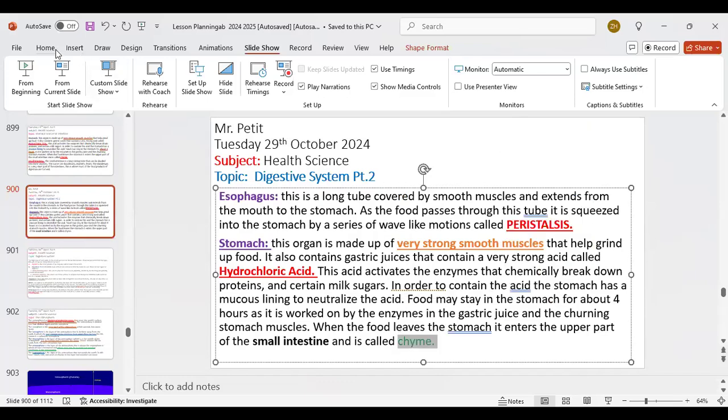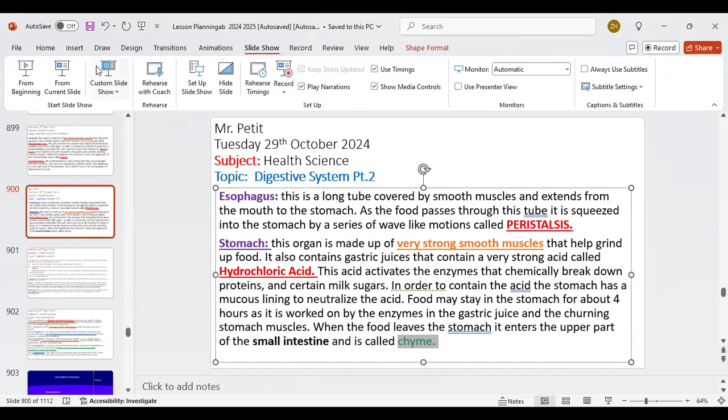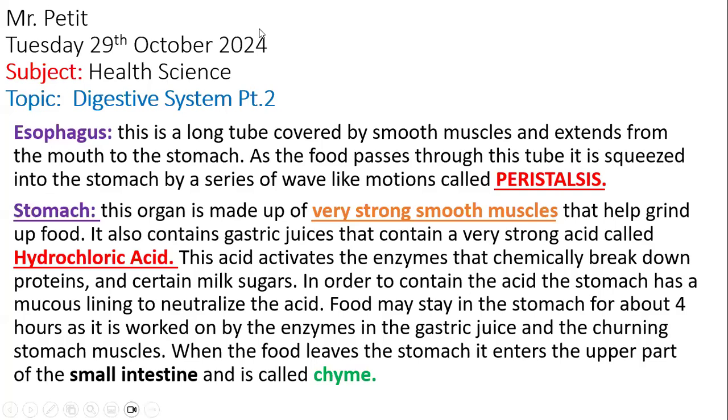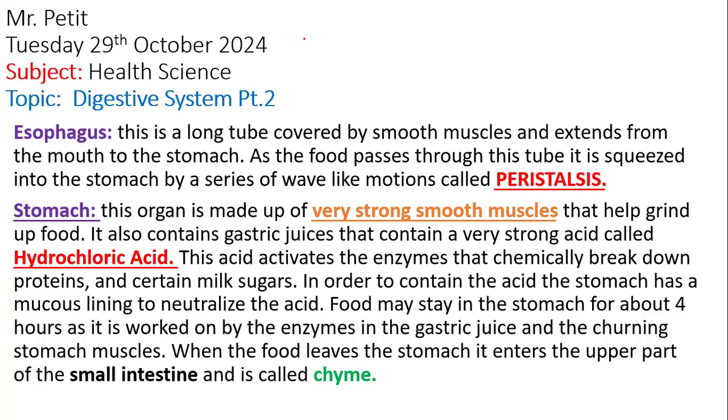So after the food passes through the stomach, where does it go? Small intestine. So let's do a little diagram. So we have mouth. After the mouth, where does it go? Esophagus. Esophagus. All right. Stomach.